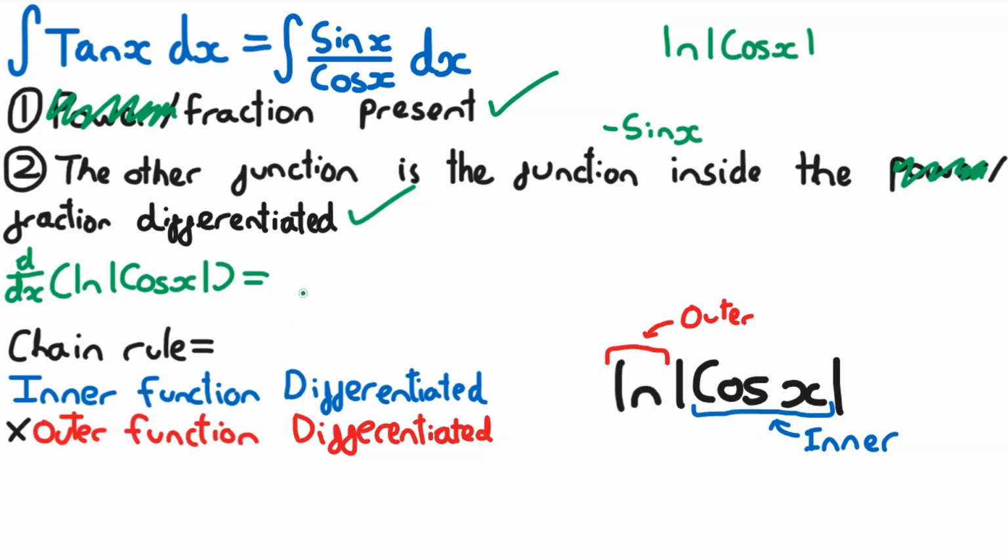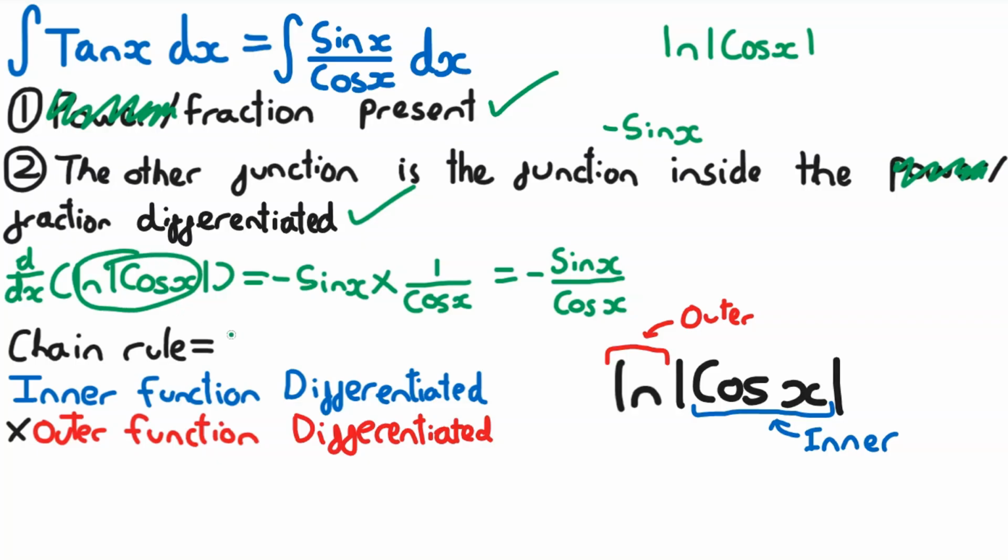As we've already mentioned, when you differentiate cos of x, you get minus sin x, remember the minus at the front, and this is multiplied by the outer function differentiated, which is this natural log differentiated, so it's going to be 1 over, remember we need to keep this cos x here, so it's going to be 1 over cos x like this here. We can simplify this by moving the sin x into the numerator, so it's going to be minus sin x over cos x, and you can see that this is what we're actually looking for in the integral. So this natural log of the modulus of cos x is the correct form of the answer.